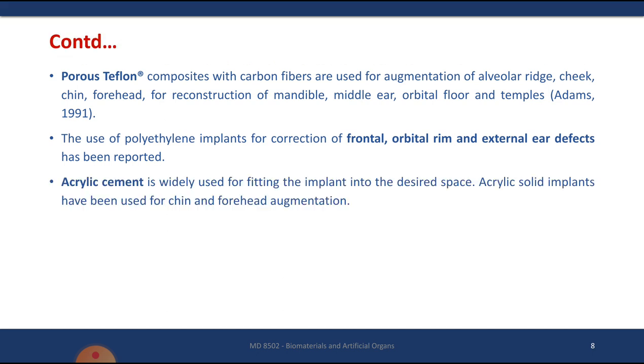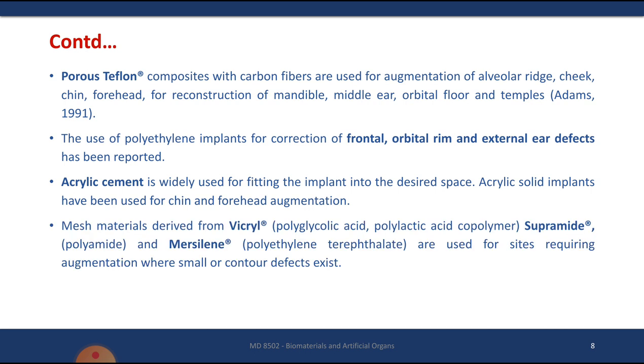And there is something called acrylic cement, which is used to fit the implant into the recessed space. So mainly it is used in chin and forehead augmentation. And there are some materials which are available as mesh materials like Vicryl, Supramide and Mersilene. These are the commercial names. If you look at the main chemical component, Vicryl is polyglycolic acid, polylactic acid copolymer, Supramide is polyamide, and Mersilene is polyethylene terephthalate. So these are the main chemical compositions of these commercially available products.